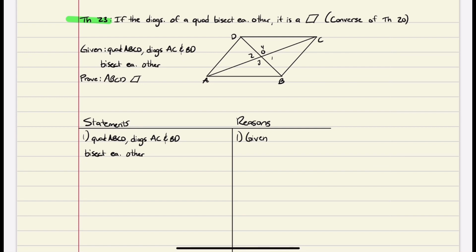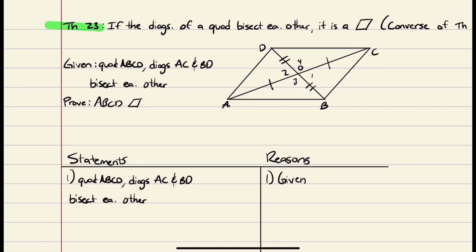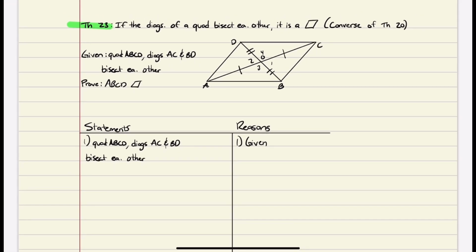So we have our given quad ABCD with diagonals AC and BD bisecting each other, which I'm going to make our markings here. If AC is bisected, that means AO is equal to CO and DO is equal to BO. And so now we are given that the diagonals bisect each other. We are now going to prove that this is a parallelogram. It's already a quadrilateral. Let's prove that it's a parallelogram.